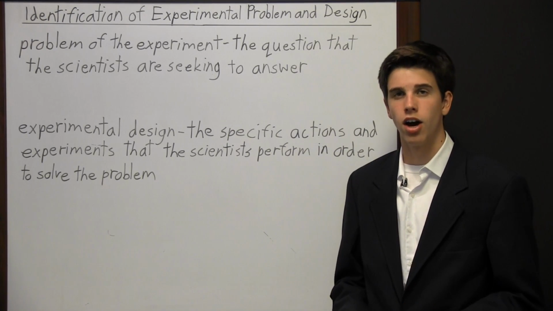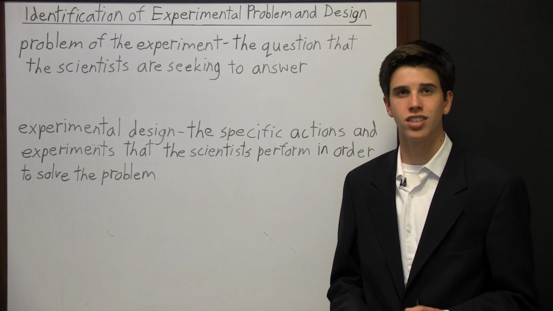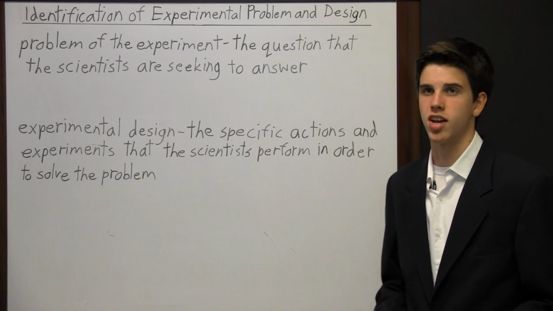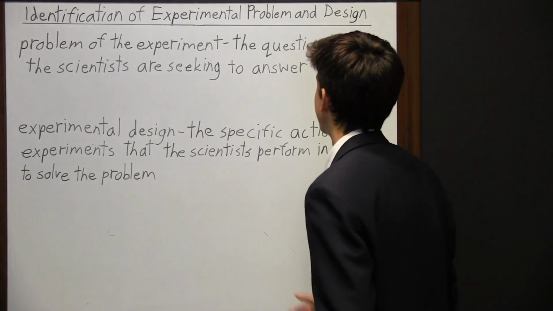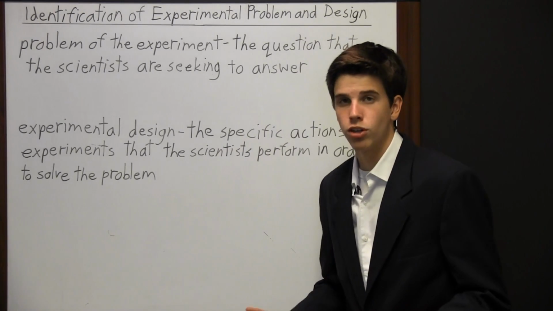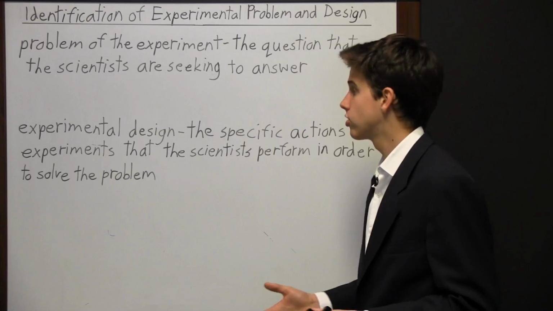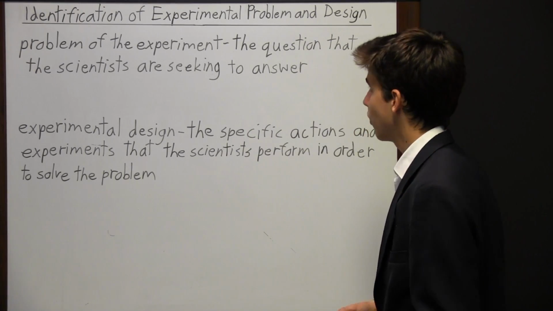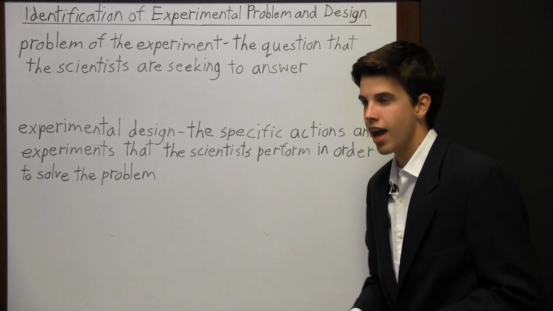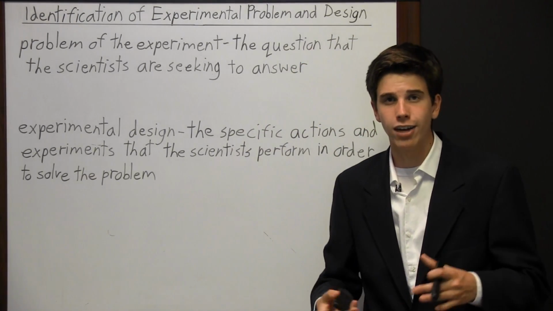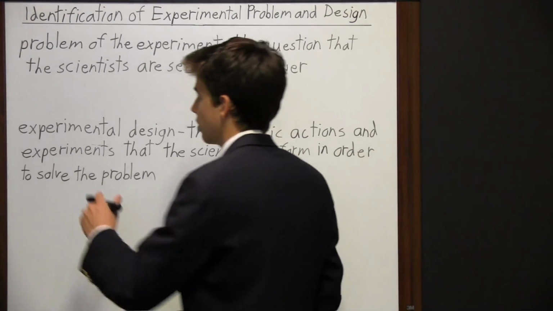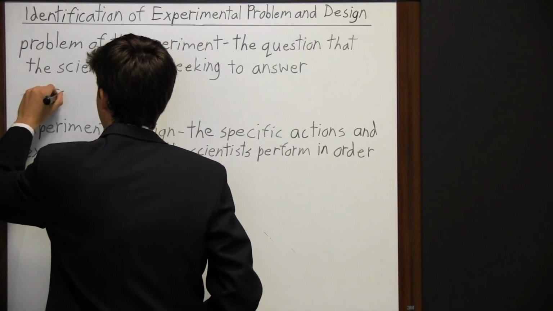When you begin working on a research summary, you should pay special attention to identify the problem of the experiment and the experimental design. So the problem of the experiment is the question that the scientists are seeking to answer. In order to conduct an experiment, you have to be trying to answer a question. Another way to state a question is just a problem, because the problem here is we're trying to answer this question. And so the nature or the characteristics of this problem should provide the structure and the shape of the entire experiment.